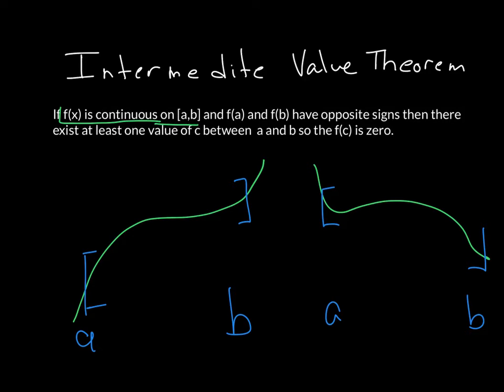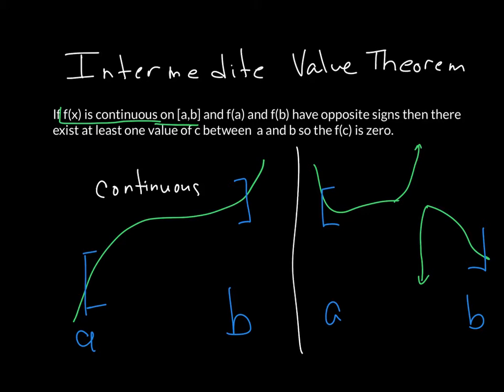If for any reason there was some kind of a break or a hole in the graph, where now the graph went like this and then down, the graph here on the left-hand side, this graph is continuous. This graph over here is not continuous. Or we would say it is discontinuous.